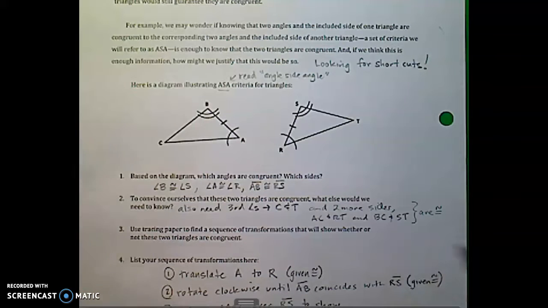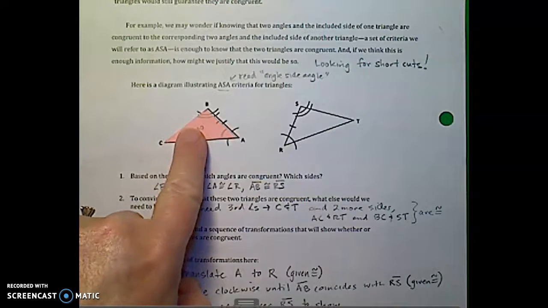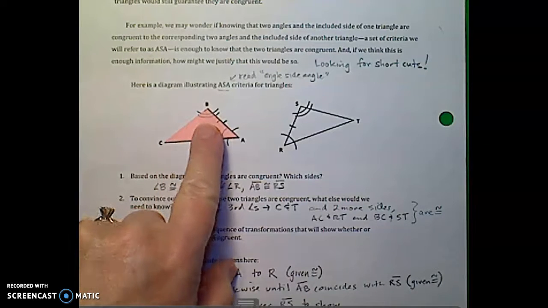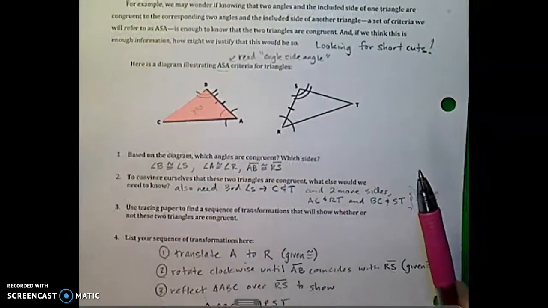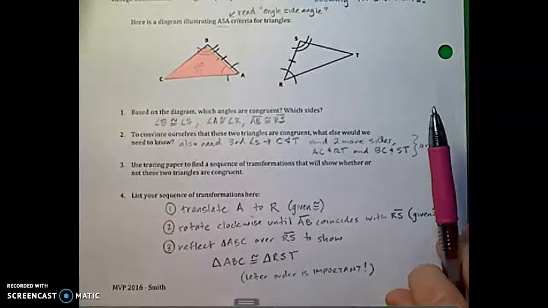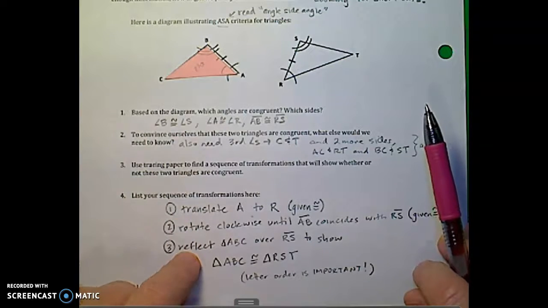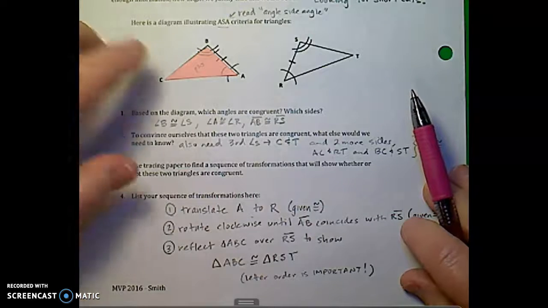This says use tracing paper. I didn't bring home any patty paper, so what I did is I made a little triangle and cut it out in the shape of my starting position. And we're going to do the same steps as we did in the last section. Translate, rotate, and reflect. I'll move the page up a little bit. For any shape, you can follow these 3 steps to confirm whether or not you have congruent parts or congruent figures.